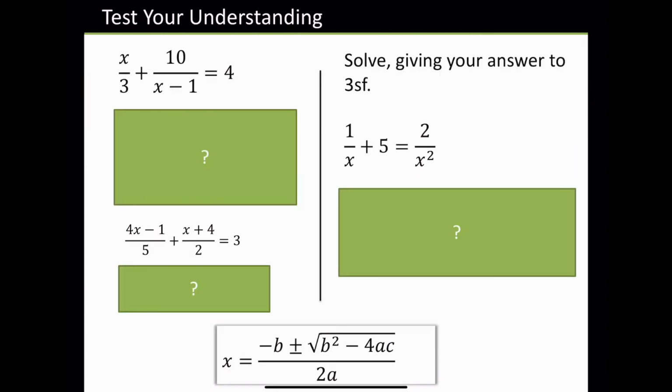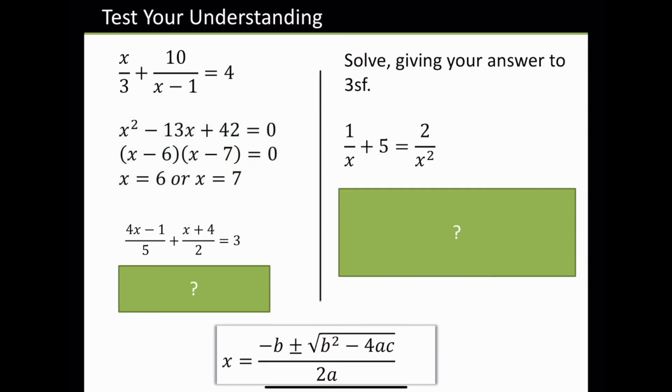So, pause the video and try these questions. Right, first of all here, you're going to be left with x squared take 13x plus 42. But if you're thinking, how did I get to that stage? Well, x minus 1 over 3 x minus 1 plus 10 times 3 equals to 4. X squared take x plus 30 equals to 4 all over 3 x minus 1. And then they've cross multiplied and simplified.